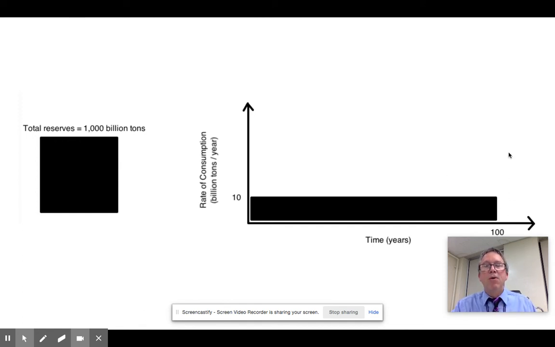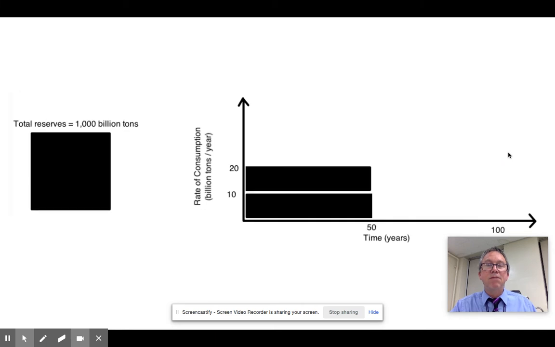Now watch this. What if we use it up faster? All right. So if instead of just using 10 billion tons a year, we use 20 billion tons, well, guess what? You don't have to be a genius to see, well, therefore it's going to last half as long. You have a fixed amount of reserves. You're using up twice as fast. It lasts half as long.